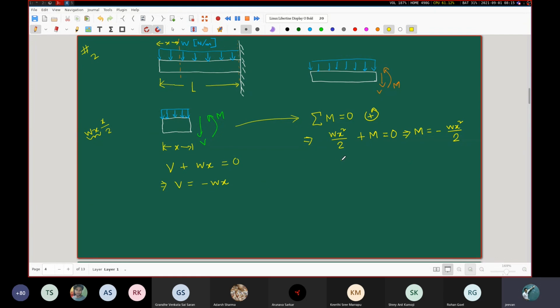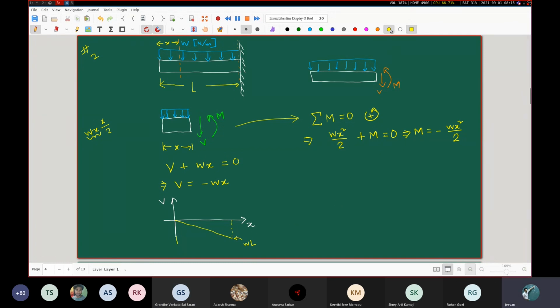As far as the solution of the problem is concerned, we are done. Done means if you want to draw the shear force diagram, it will be like this. The abscissa is the x and the ordinate is V, and since this is V equal to minus W into x, where W itself is a constant, it will be simply like this. Where the maximum value that you are obtaining here, what is this value? Minus W into L. WL. W into L. Okay, this is the magnitude.